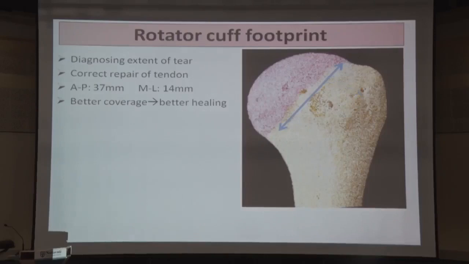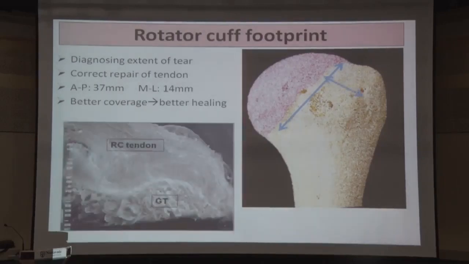In fact, the anterior posterior extent is almost 40 millimeters, and the medial to lateral extent ranges from 12 to 14 millimeters. This is an electroscanogram which clearly shows a footprint kind of insertion of the rotator cuff in the greater tuberosity.